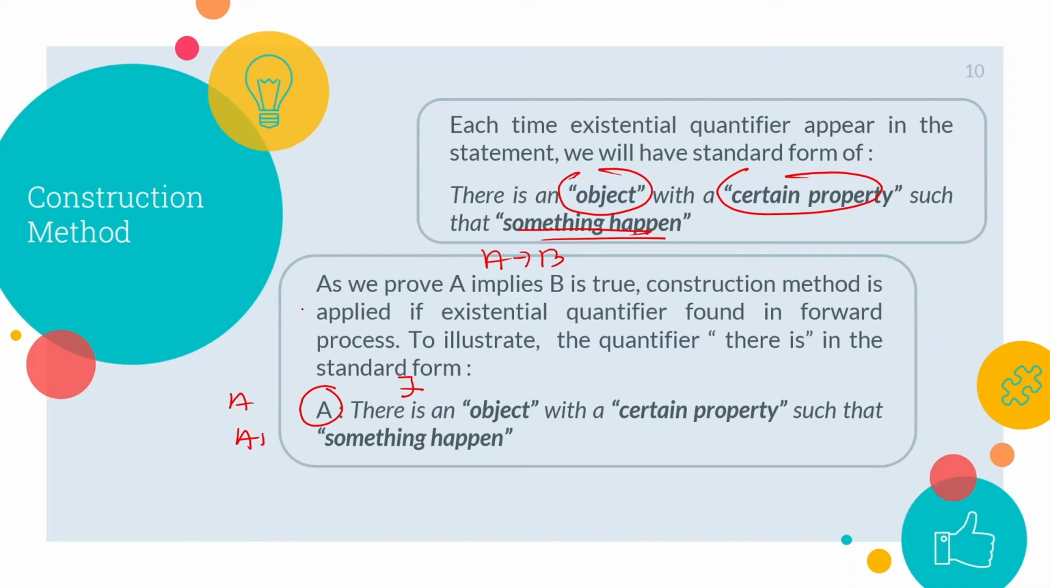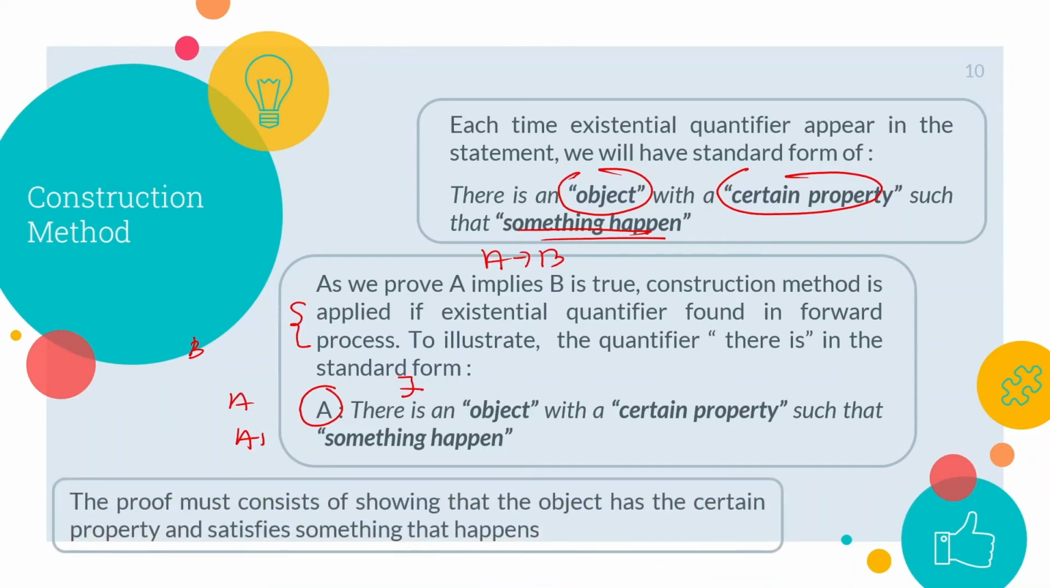So it doesn't state that if you found an existential quantifier also in a backward process. That is not a construction method. So you might find an existential quantifier in both the forward and backward process, it doesn't matter. To illustrate the quantifier, in the standard form, A is: there is an object with a certain property such that something happened. The proof must consist of showing that the object has the certain property and satisfies something that happened.